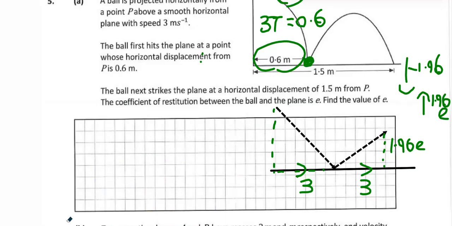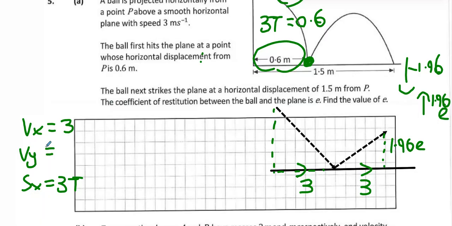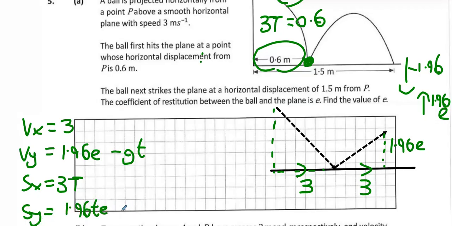Now, what we're going to do next then is set up a new equation. Phi x is still 3. Sx is still 3t. However, phi y has changed. What can we say about phi y? 1.96 e minus gt, and your sy is 1.96 te or et minus a half gt squared.